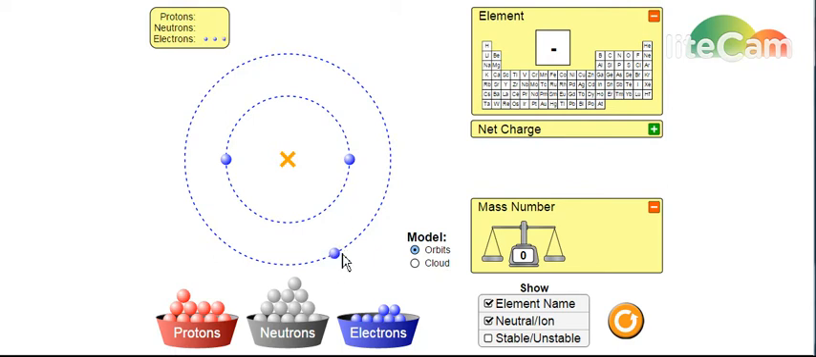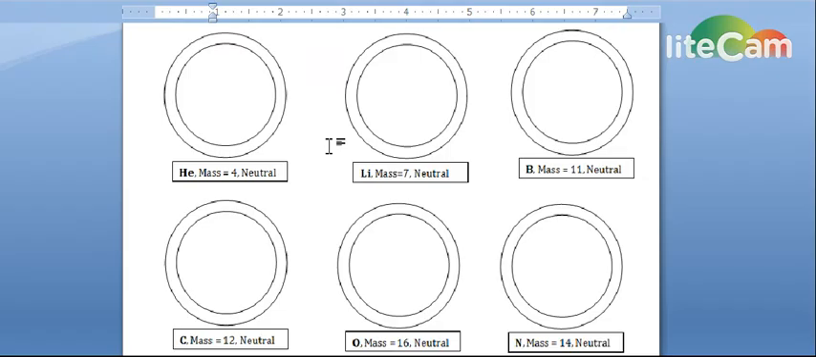Now let's look at our paper. Your assignment is to build these 6 elements: helium, lithium, boron, carbon, oxygen, and nitrogen, and then to draw what you built here on the bottom of your page. Let's do the first one together. We're going to make helium with a mass of 4, and it's going to be a neutral atom.